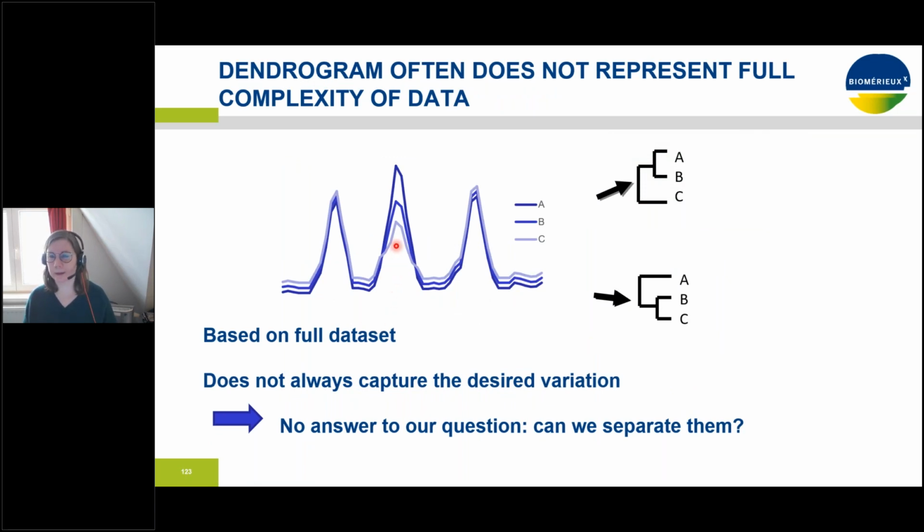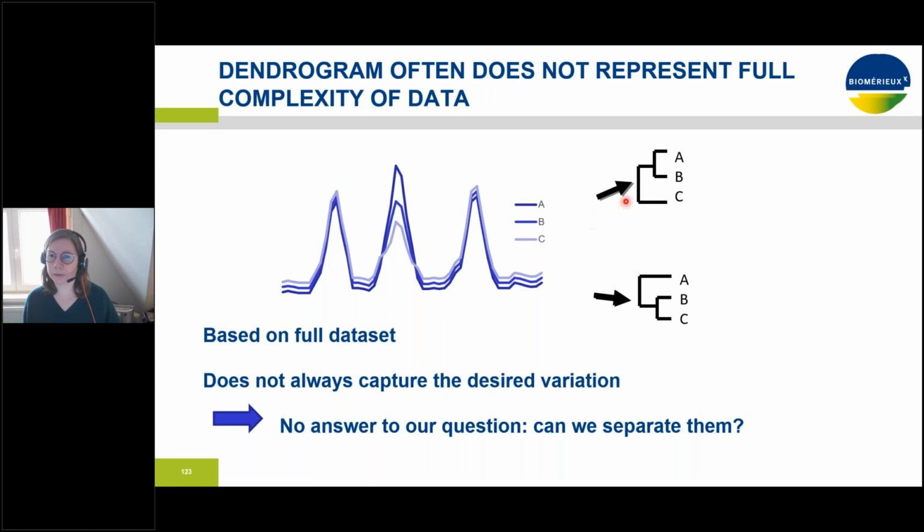This also means that the dendrogram does not always represent the complexity of the data very well. So this is an example where one of the peaks has a bit of a fluctuation in the intensity, and I use the entire spectra to calculate the dendrogram. There, the middle one, B, is it closer to A? Is it closer to C? I don't really know based on this data, but the dendrogram will always put it together with either A or with C. So we actually lose the information that B is an intermediate between A and C.